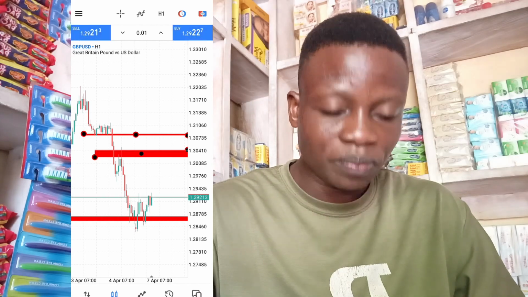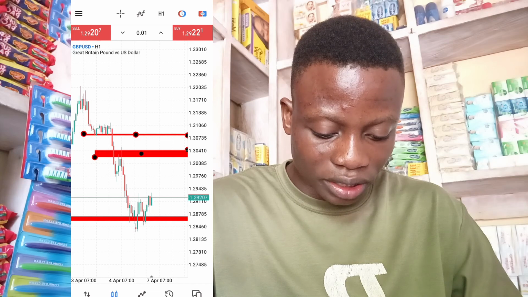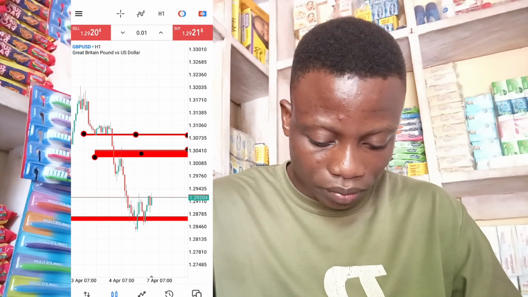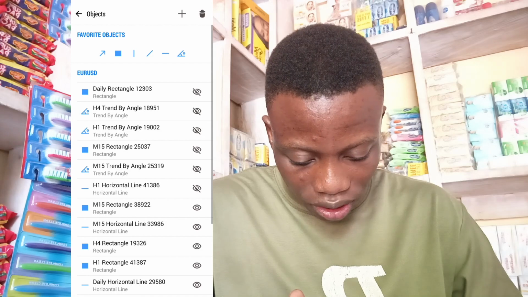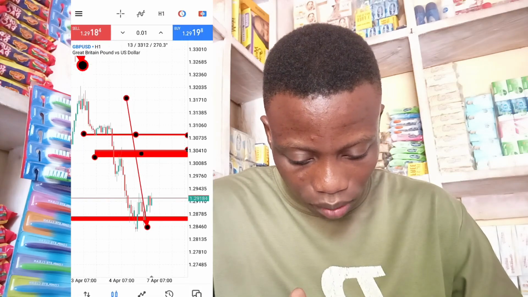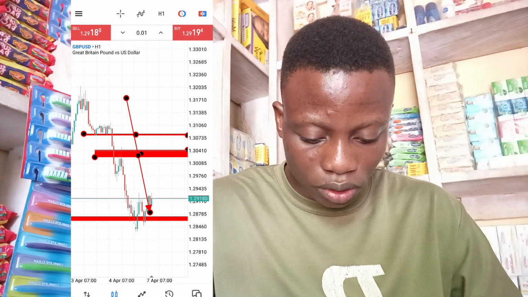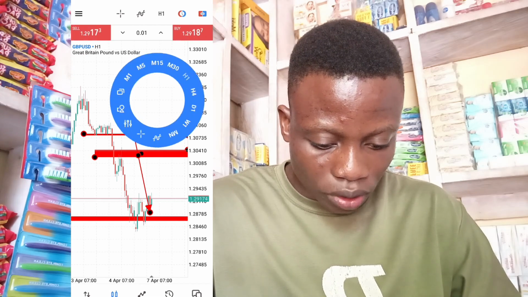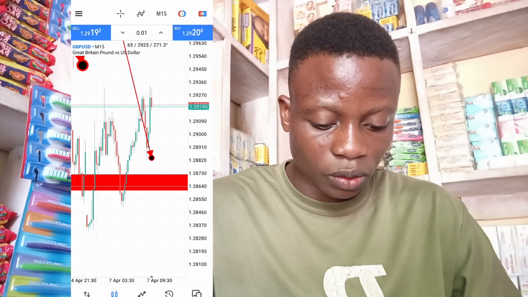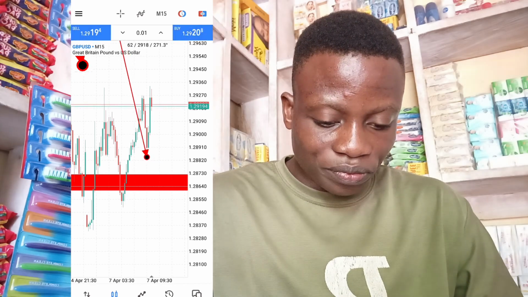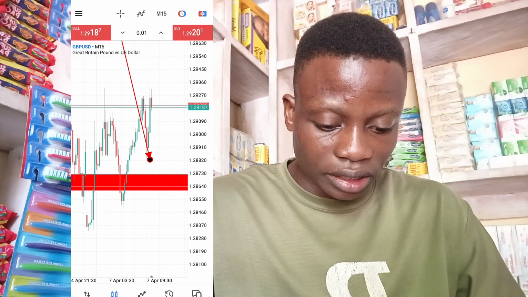You get? So if I enter with 0.01 like this, my stop loss will be around this particular place, below this swing low. If I switch to the 15-minute time frame, you understand it better. Yes, below this swing low, that's where I'll put my stop loss. So I'm going to use 0.01 to enter this trade.